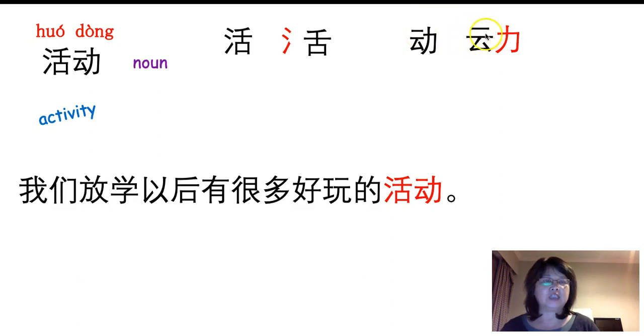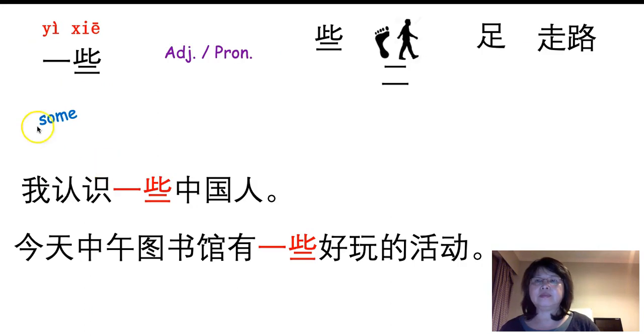And 动 also has two parts. Left hand side is 云, cloud, and the right hand side is strength. So we need some strength to make the clouds move. So 动 is move. So alive and move: activities or activity, 活动。一些，一些的意思是 some.